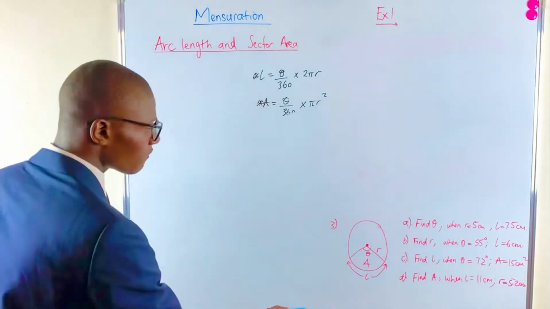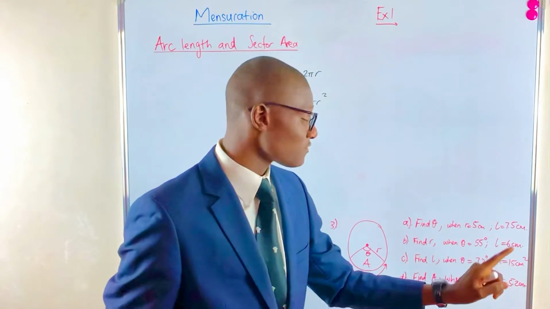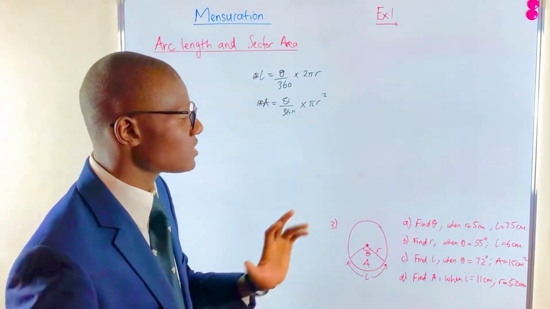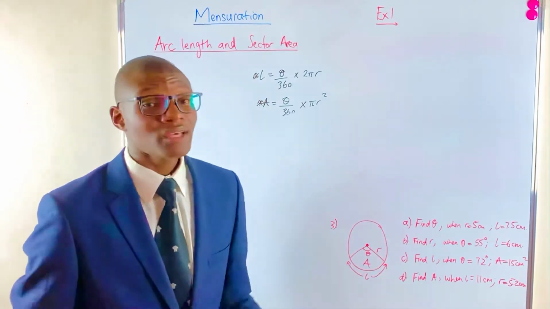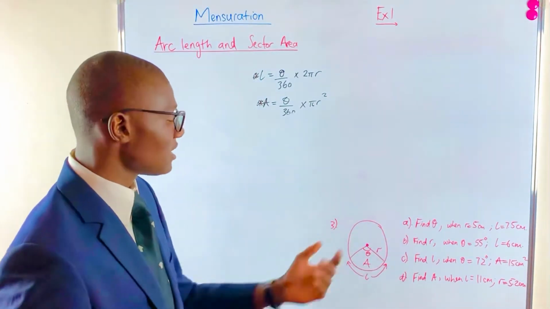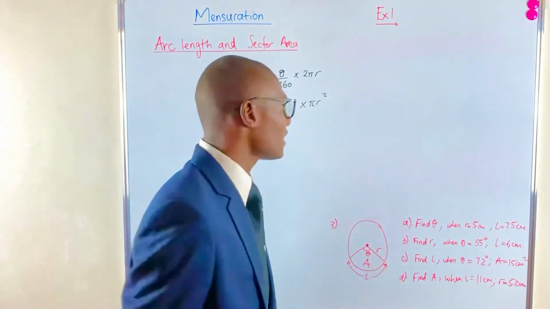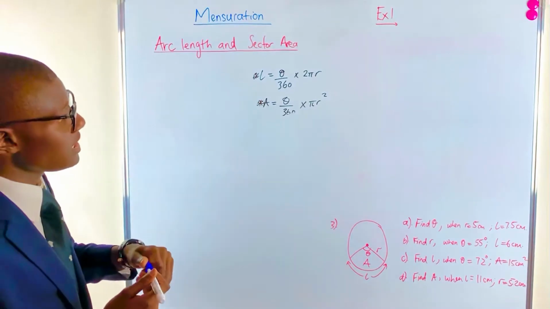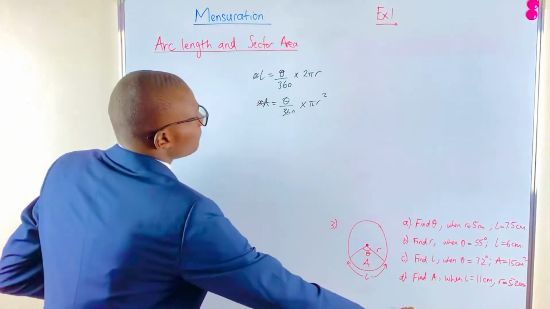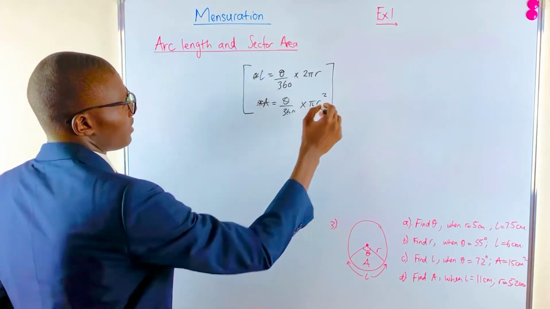Okay, so now for number 3a, we're required to find theta when r is equal to 5 centimeters and L is equal to 7.5 centimeters, and this is what we have. L being the arc length, r being the radius, theta being the angle at the center. Given the arc length, we know that arc length L is given by theta over 360 times 2 pi r.